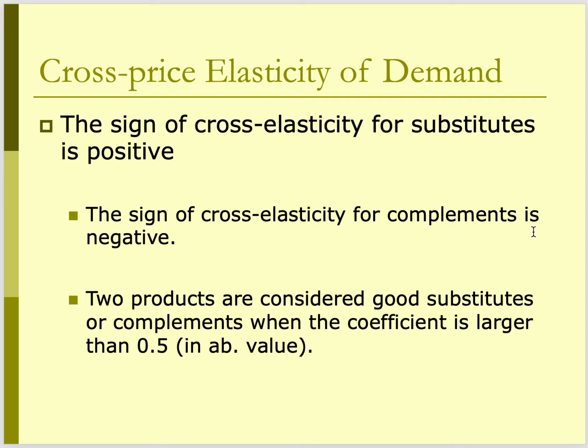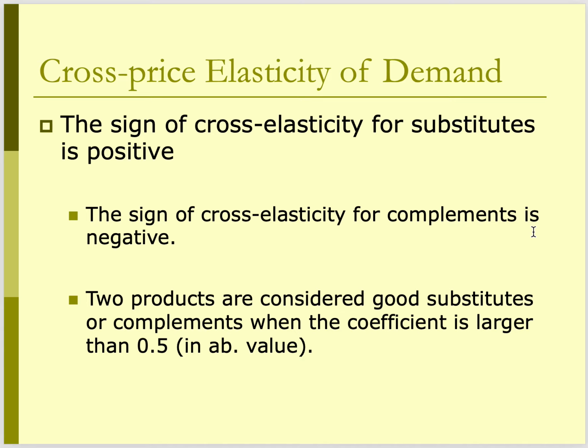So I would say when the sign is positive, it's complementary. If it's negative, it's substitute. And two goods are considered good substitutes or complements when the coefficient is larger than 0.5 in absolute value. So the sign of cross elasticity for substitutes is positive. If it's greater than 0.5, they're good substitutes.